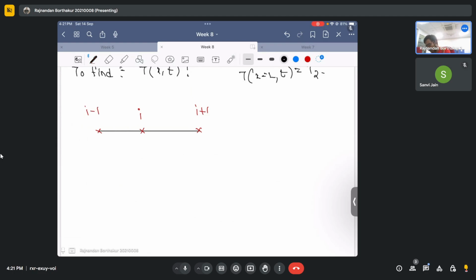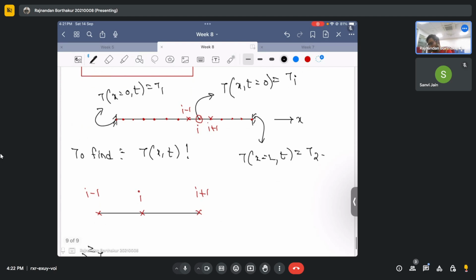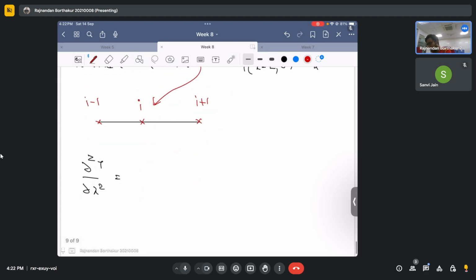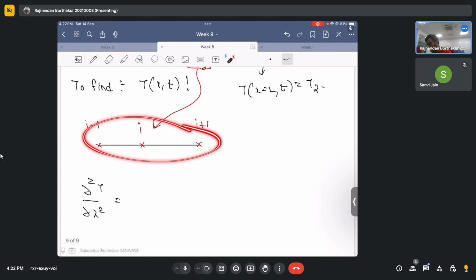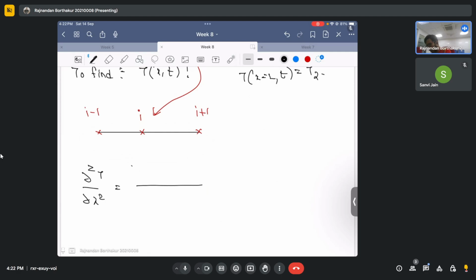So if I now write del 2T by del x2 on these grids, this is just a zoomed in version of these points. I think you can appreciate that. So if I now write this del 2T by del x2 in terms of these grid points, what would it be? We just saw it, right? It would be just T at I plus 1. We now don't have the y direction, so we don't need to bother about the y indices. It would be just temperature at I plus 1 grid minus 2 times the temperature at I plus the temperature at I minus 1 grid, divided by delta x squared.